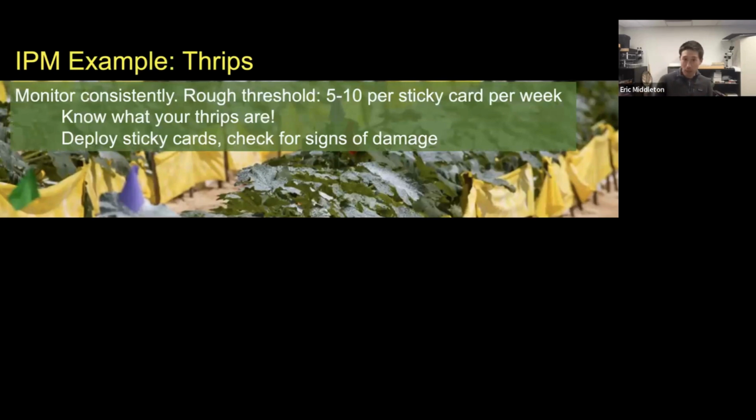You also want to know what your thrips are. Are they Western flower thrips? Are they onion thrips? Are they something else? Because if you know that, then you will know their life cycle and how best to tailor different control strategies to them. So deploy sticky cards, check for signs of damage, go out there, be looking at your plants on a regular basis.